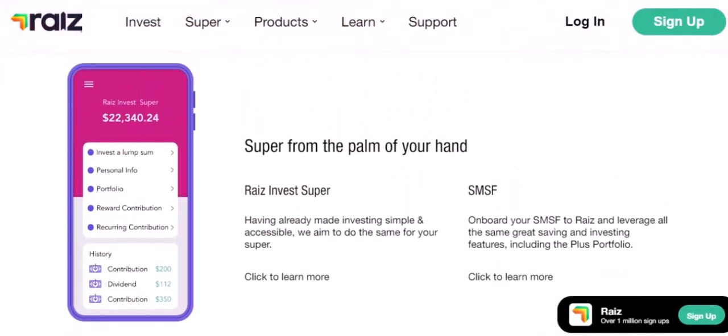To find the exact Raiz fee structure applicable to you, simply head to the Settings or Account section within your Raiz app. Look for a tab or option labeled Fees or Pricing. Here, you'll find the most up-to-date information on how you are being charged based on your account balance.